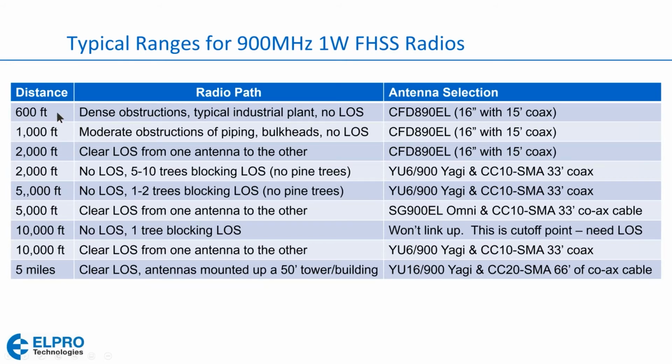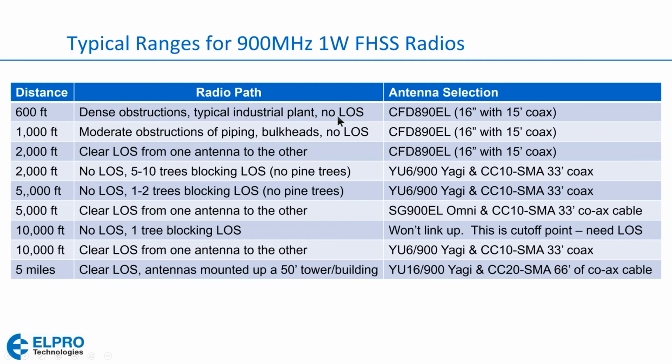Now, here are some typical ranges for a 900 megahertz, 1 watt frequency hopping spread spectrum radio. We also make some 900 megahertz direct sequence radios that have less transmit power. They would have slightly different ranges. So this is for products like our 915U2, the 905U-1234 radios, the 905UK, et cetera. So here we go: 600 feet, densely obstructed, typical industrial plant with piping and bulkheads and machinery around.